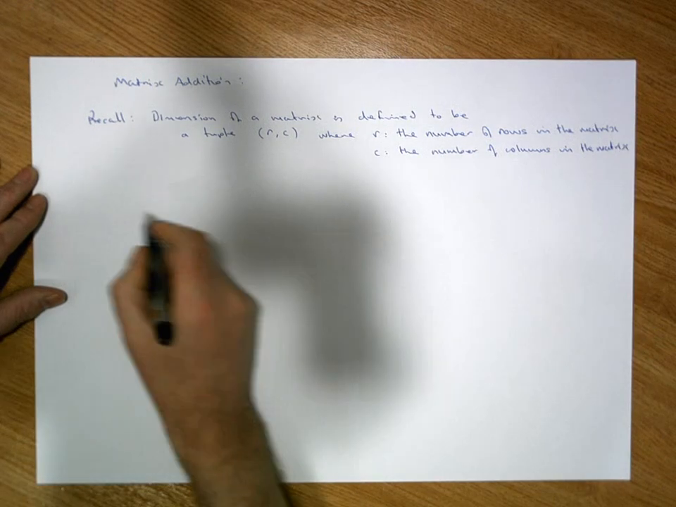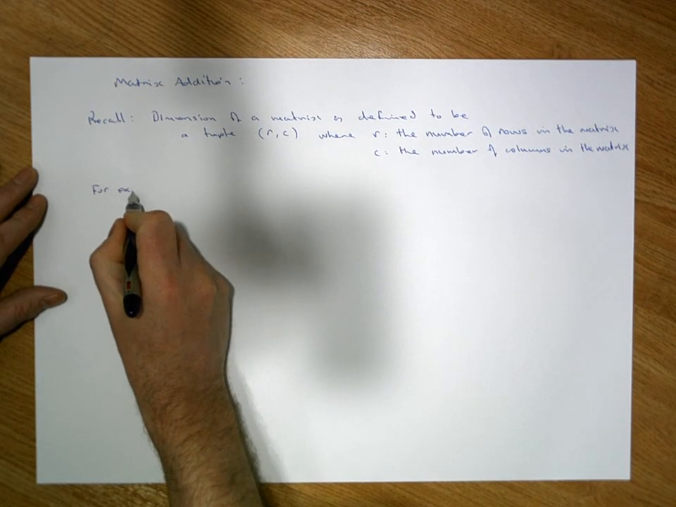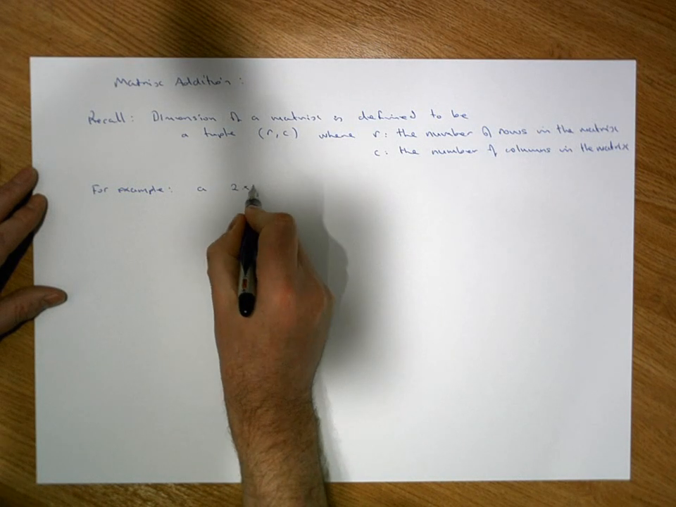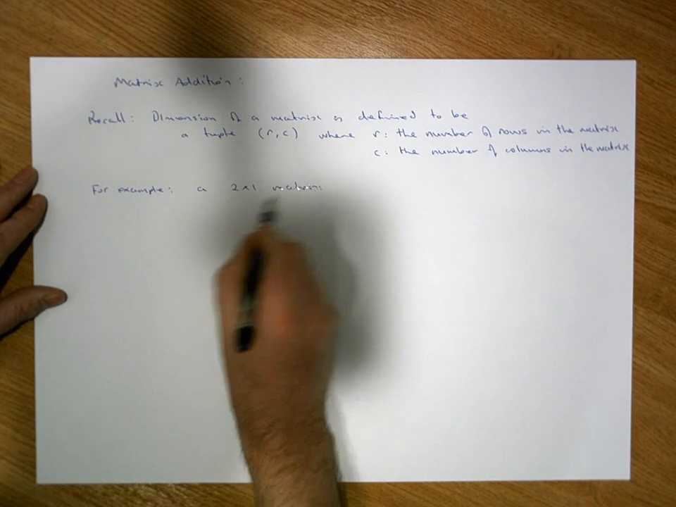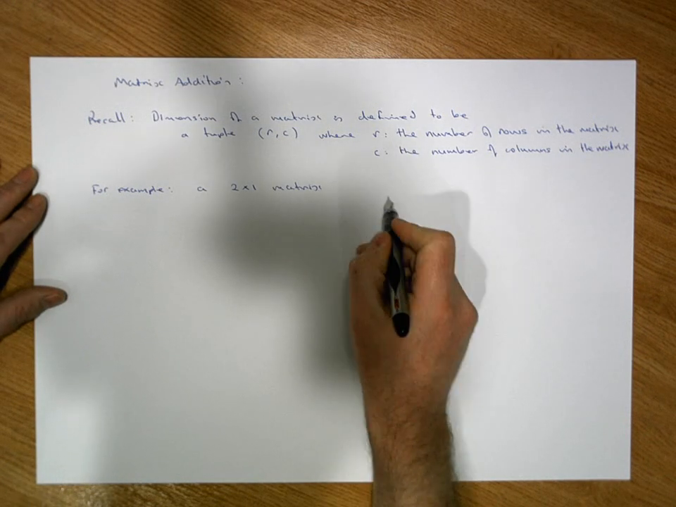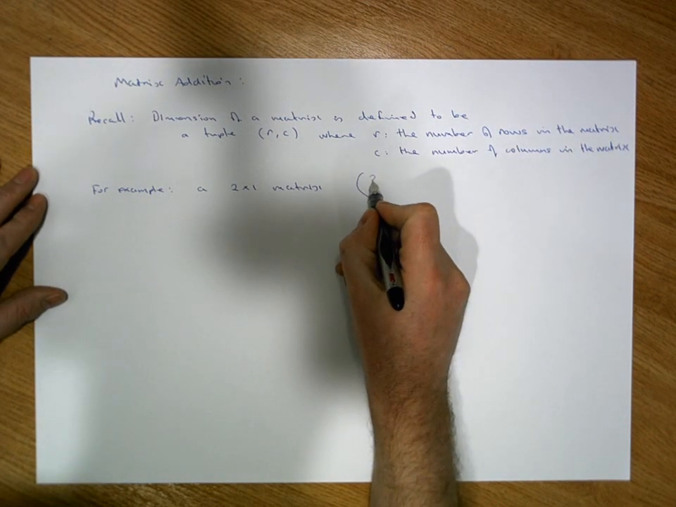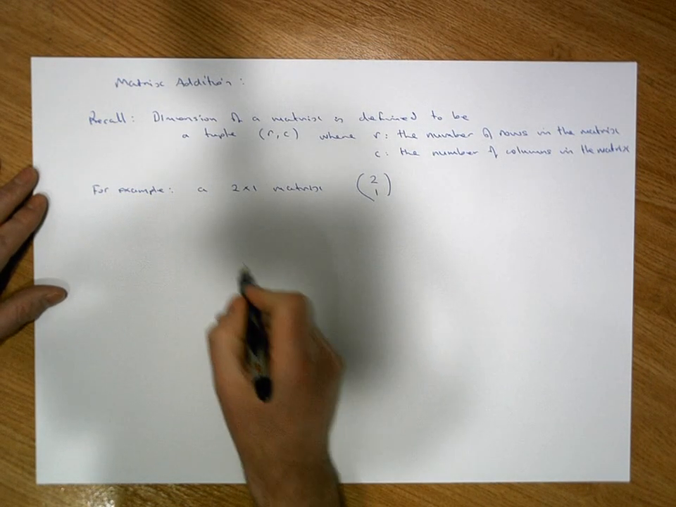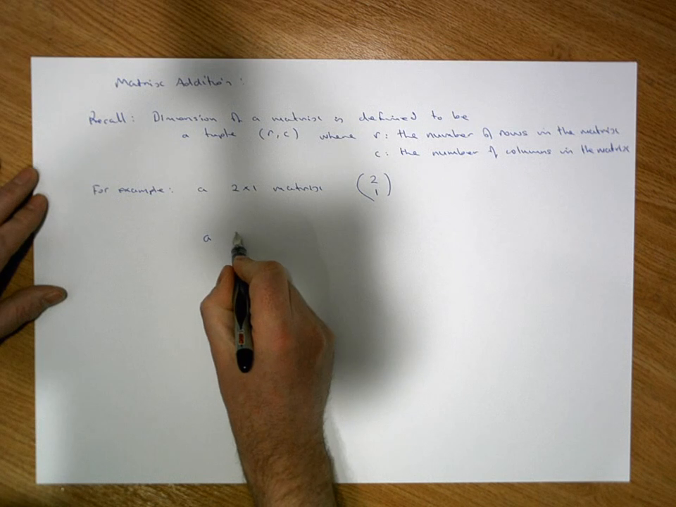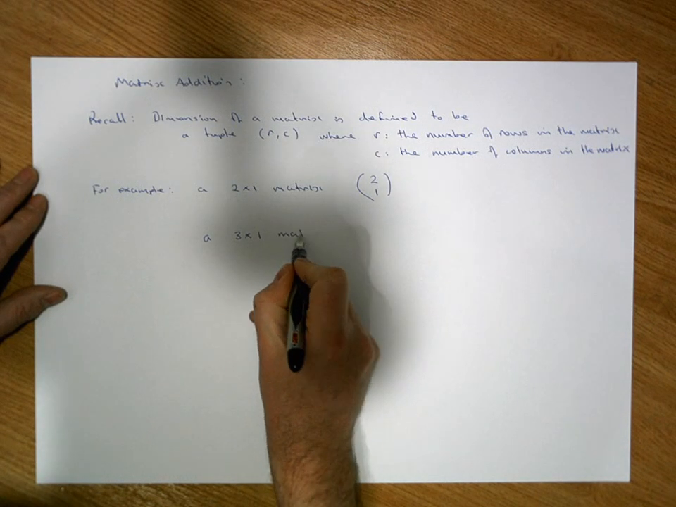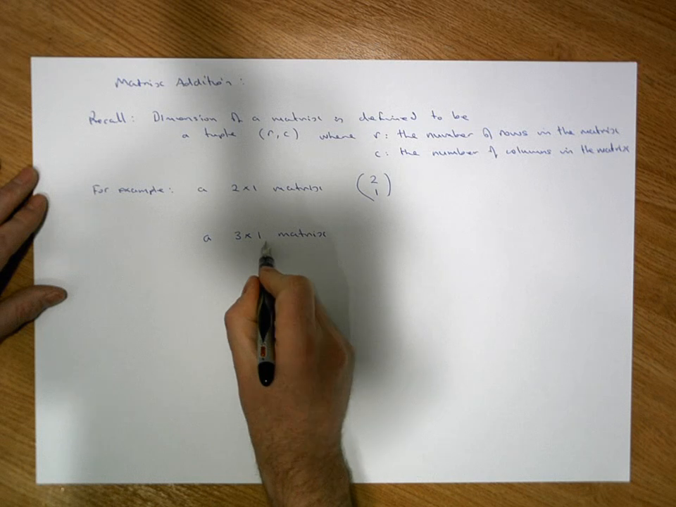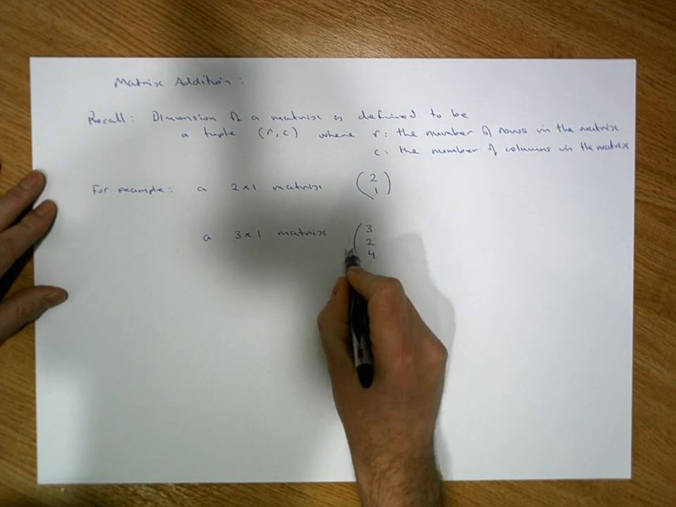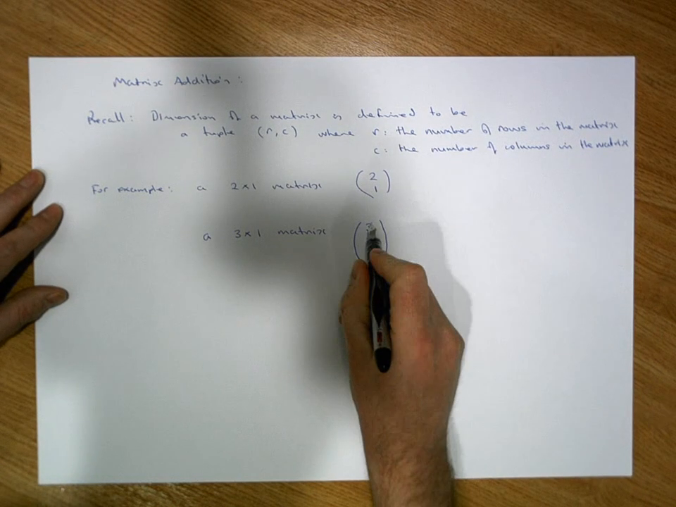So for example, let's say a 2 by 1 matrix. A 2 by 1 matrix has 2 rows and 1 column. So it would look something like this: 2, 1. It has 2 rows and it has 1 single column. A 3 by 1 matrix would have 3 rows and 1 column. So it would look something like this: maybe 3, 2, 4. 3 rows, and it has a single column.